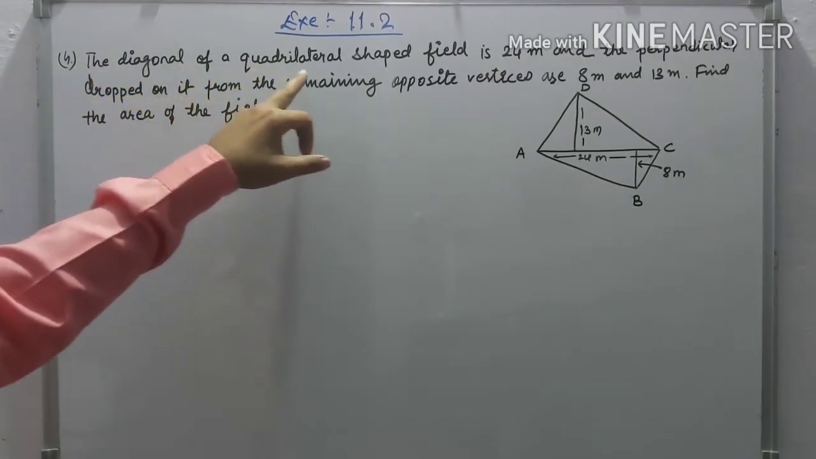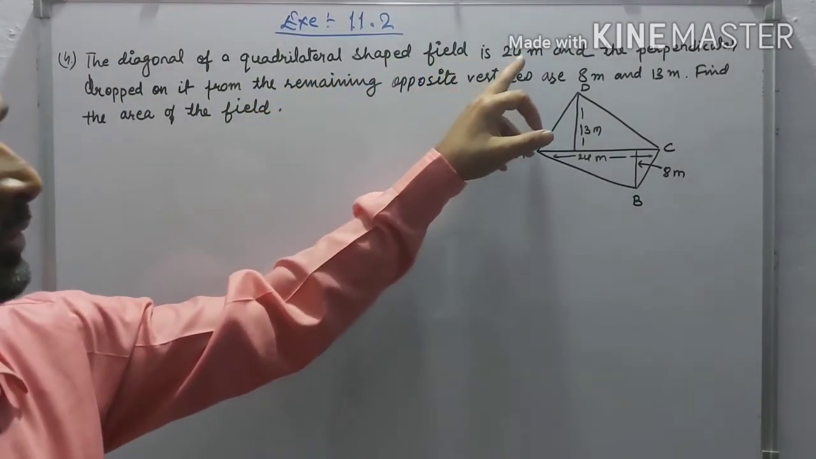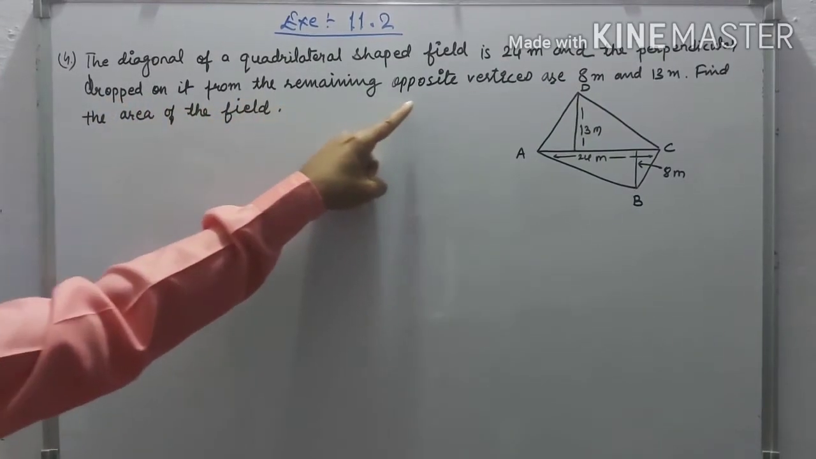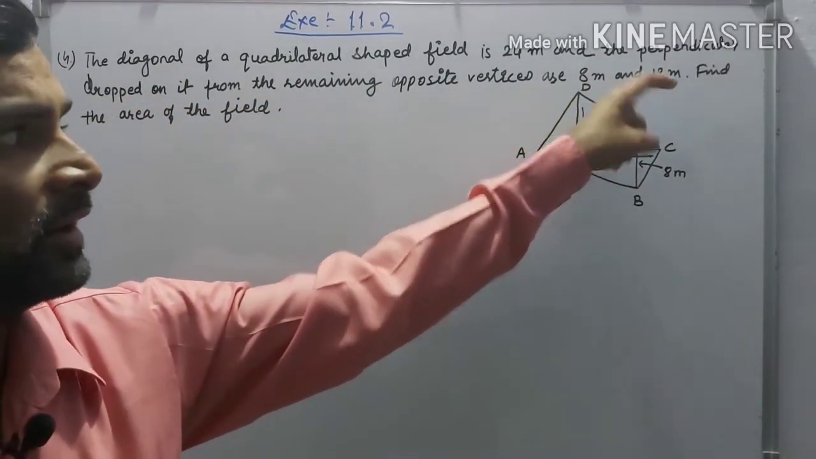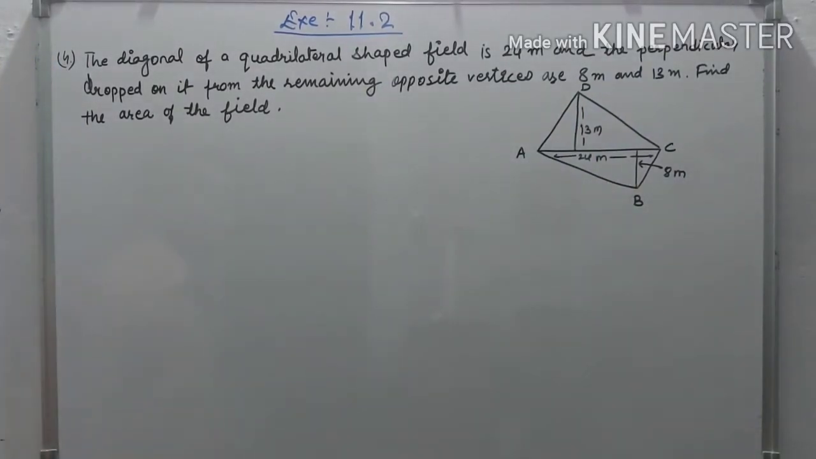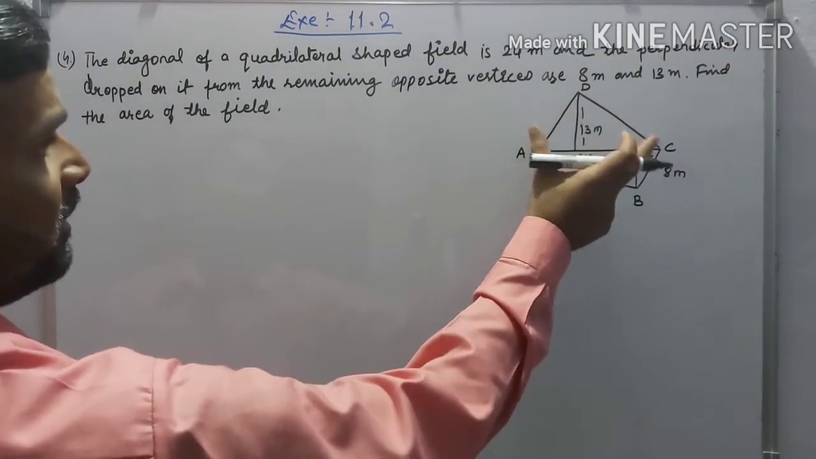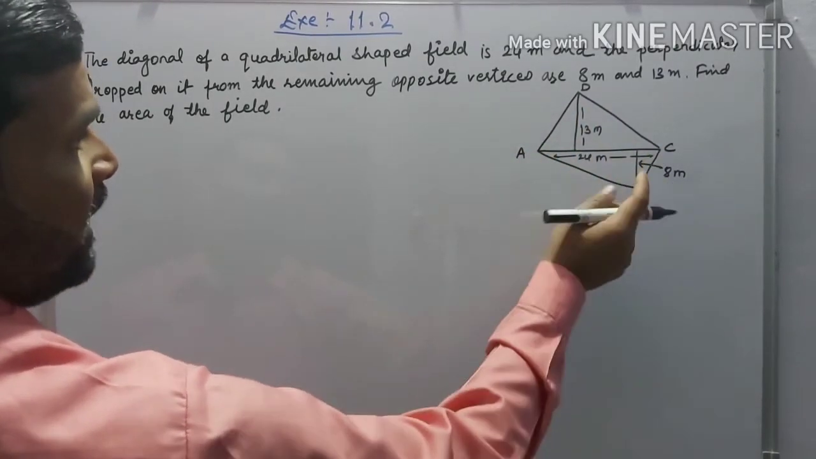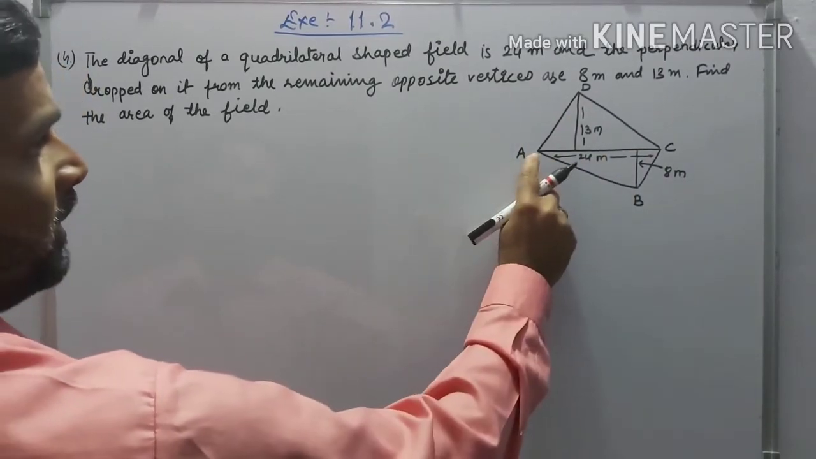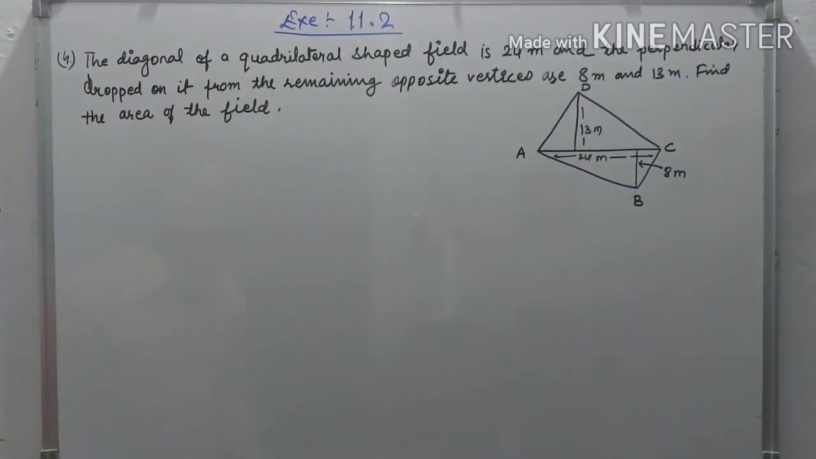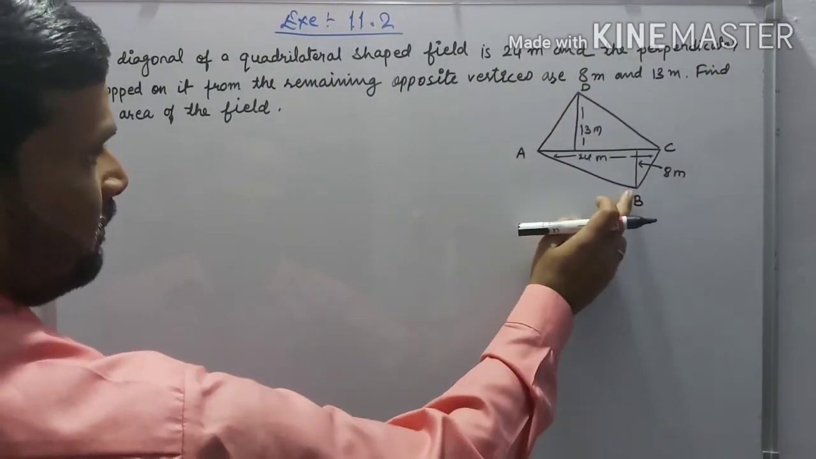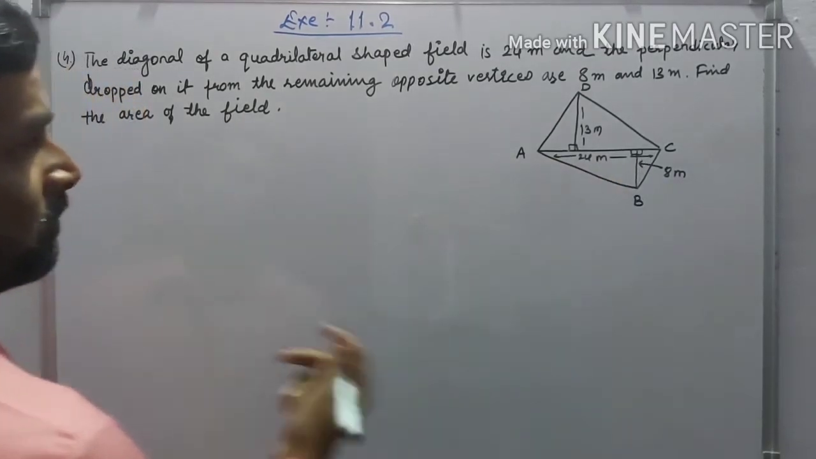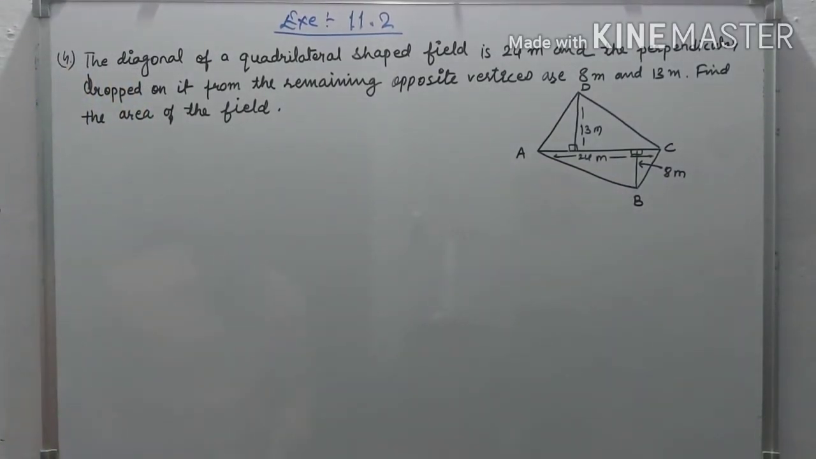The diagonal of a quadrilateral-shaped field is 24 meters, and the perpendiculars dropped to it from the remaining opposite vertices are 8 meters and 13 meters. Find the area of the field. It is given that ABCD is a field in the shape of a quadrilateral and AC is its diagonal, with length 24 meters, and two perpendiculars are dropped from the other two vertices B and D. Their lengths are 8 and 13 meters.